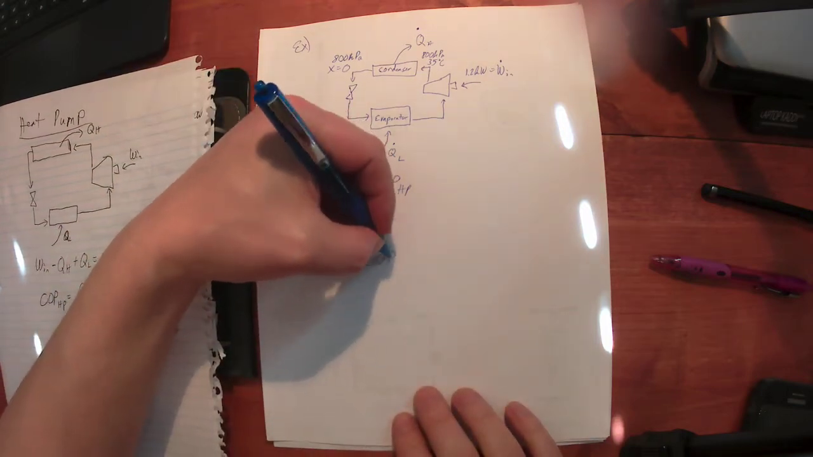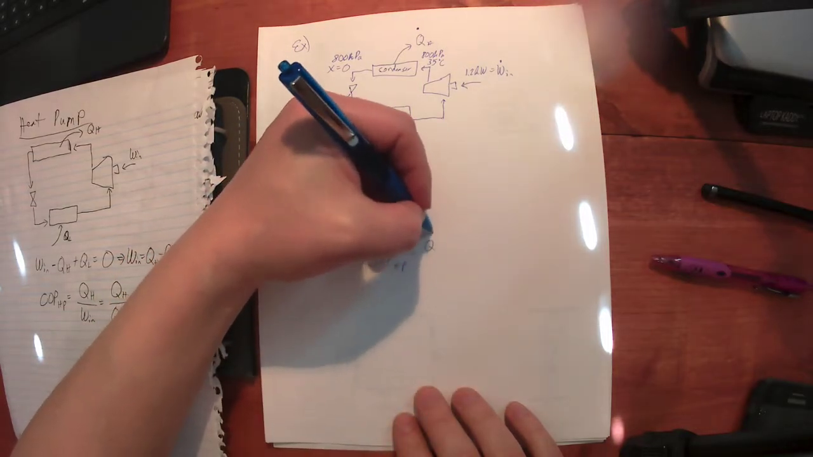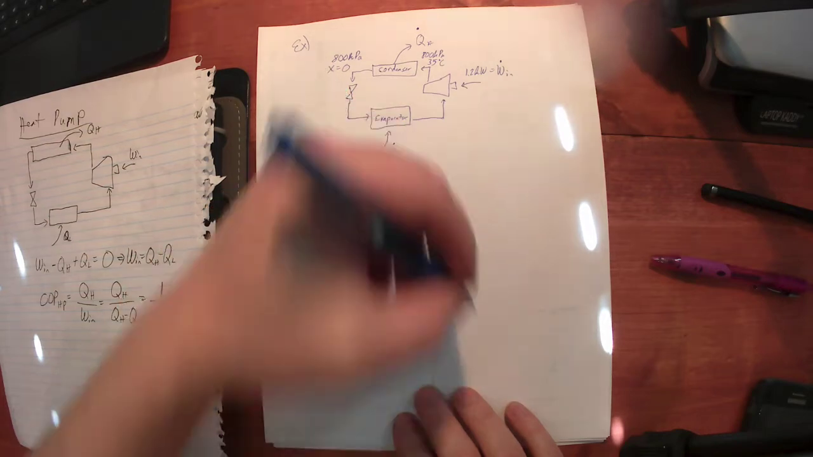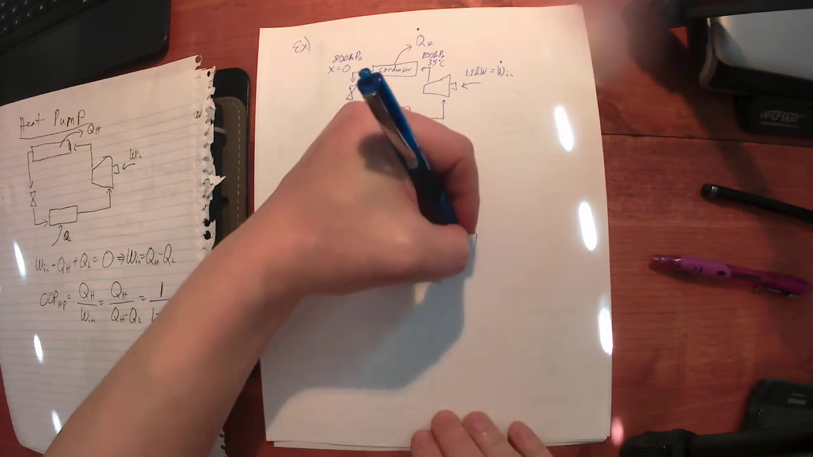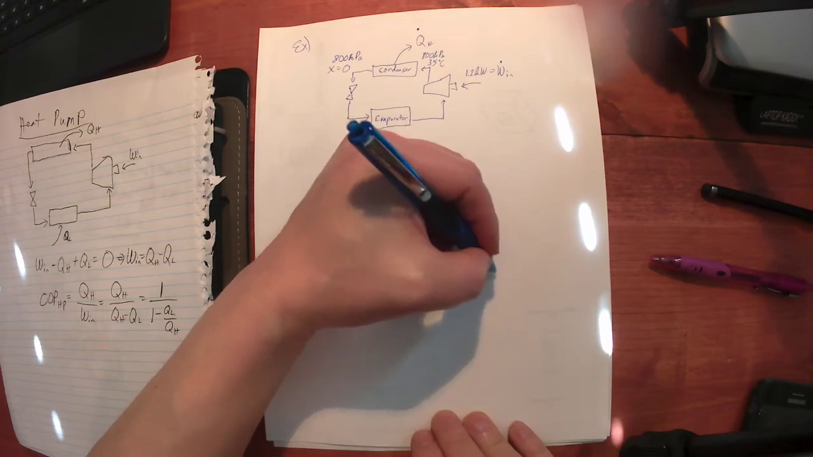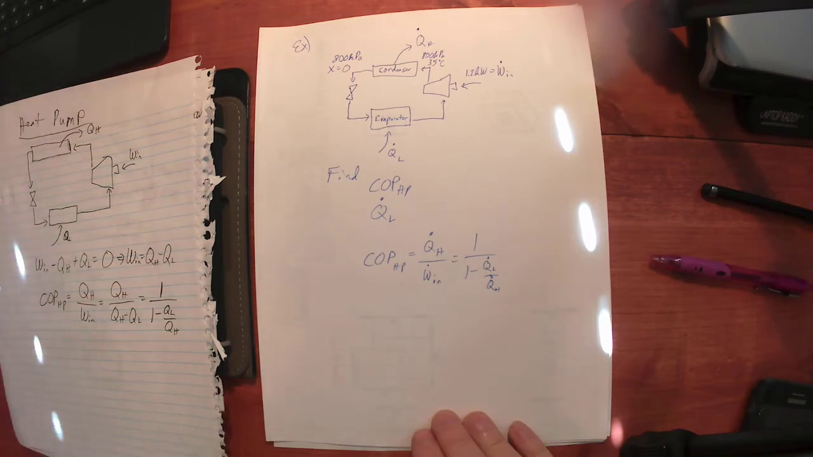So we can find the coefficient of performance of a heat pump by definition as just Q dot H over the power input. Or we could find it as 1 over 1 minus Q dot L over Q dot H. Either of those work. I don't know if that's going to help us, because I don't know Q dot L or Q dot H, either one. I need to find those.